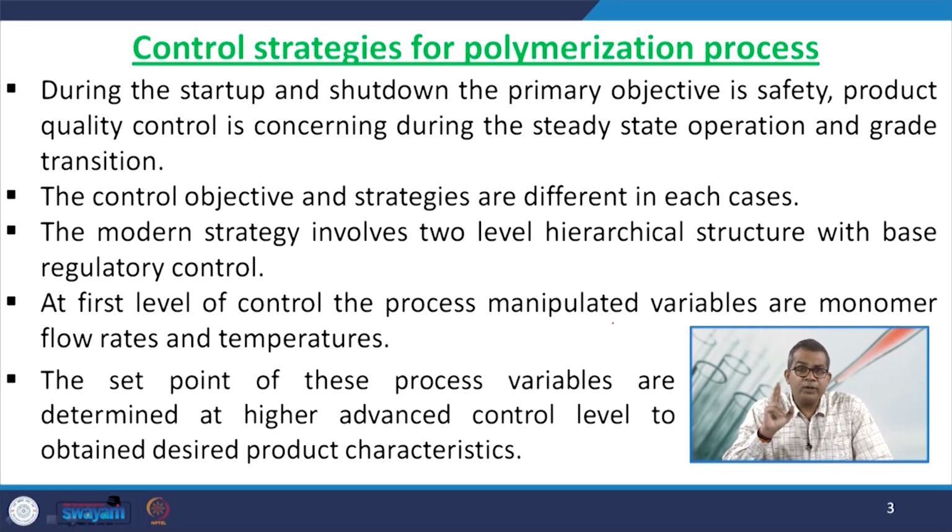Now the set points of these process variables are usually determined at a higher advanced control level to obtain the desired product characteristics. Again, I am repeating that we must keep this in consideration: whenever we talk about the polymerization process, my focus of attention is my final product. Now there is certain base regulatory control. The foremost thing in this base regulatory control is my temperature controller.